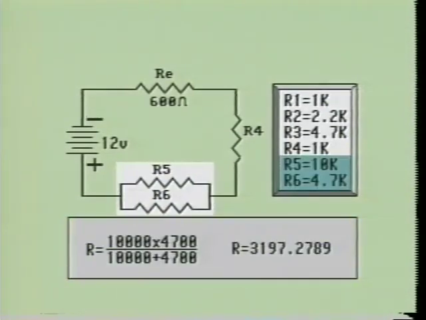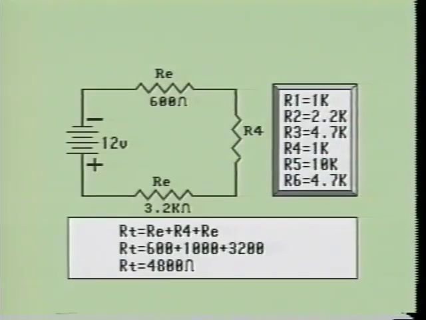Next, we will calculate for the equivalent resistance of the R5, R6 combination. To do this, we will use the formula RT equals R1 times R2 divided by R1 plus R2. When we multiply R5 times R6, we get 47 million. And when we add R5 and R6, we get 14,700. When we divide 14,700 into 47 million, we get a resistive value of 3,197.2789 ohms. So the equivalent resistance of the R5, R6 combination is 3,197.2789 ohms, or rounded off to 3.2 kiloohms.